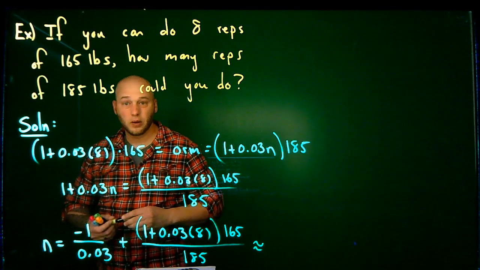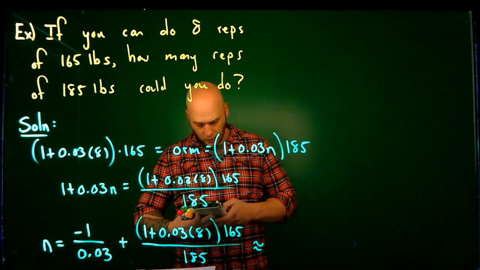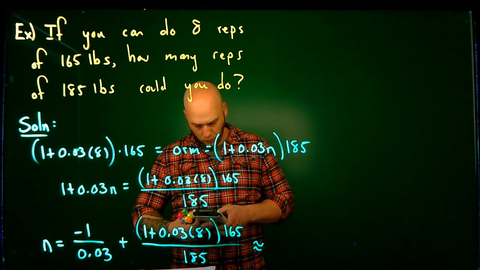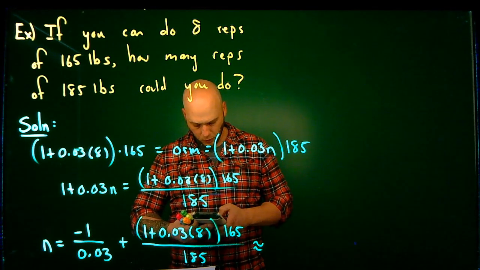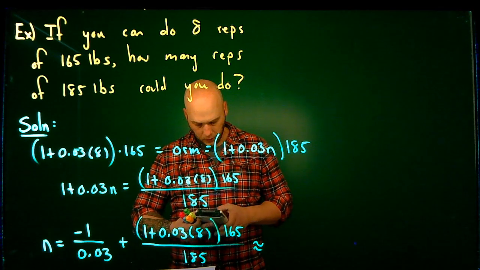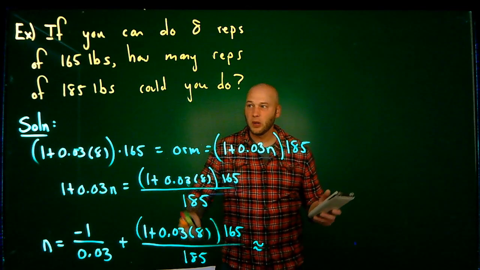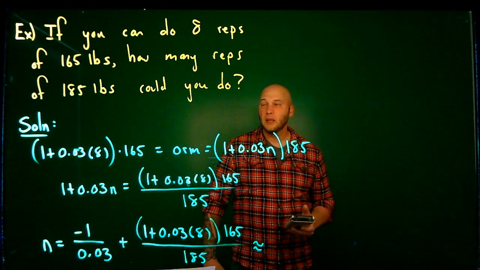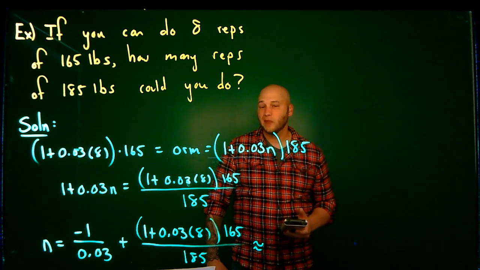So that's some calculator work that we'll do really quickly. Negative 1 over 0.03 plus 1 plus 0.03 times 8 times 165 divided by 185. Now before I hit enter, let's just see what would be a reasonable guess. If I could do 165 for 8, 185, I'm going to say 5 reps.